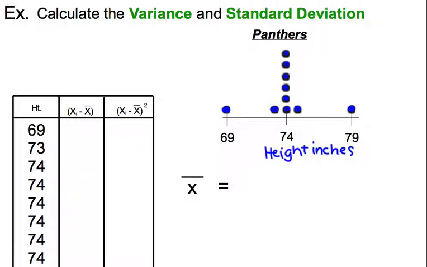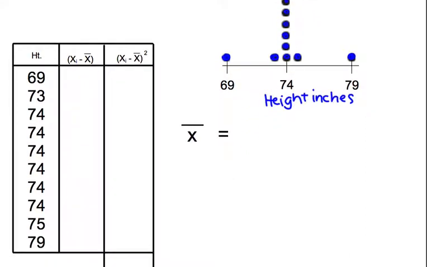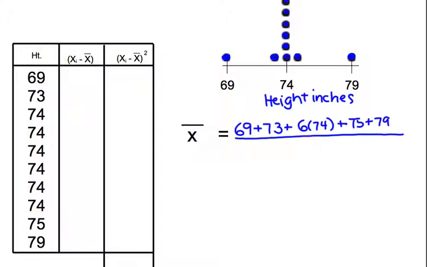We're going to add up all of the heights of the 10 players. So we're going to take 69 plus 73 plus the 6 players that are 74 inches. So we're going to multiply those together, plus 75 plus 79. And we're going to divide it by how many players we measured, 10 players on the team. So, heading down to the next step, we add up those totals in the numerator, and we get 740. Divided by 10, our mean is 74.